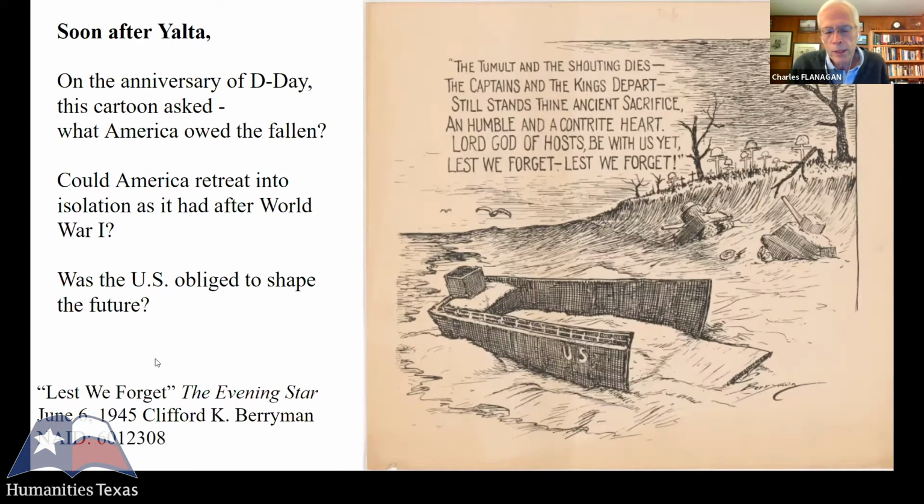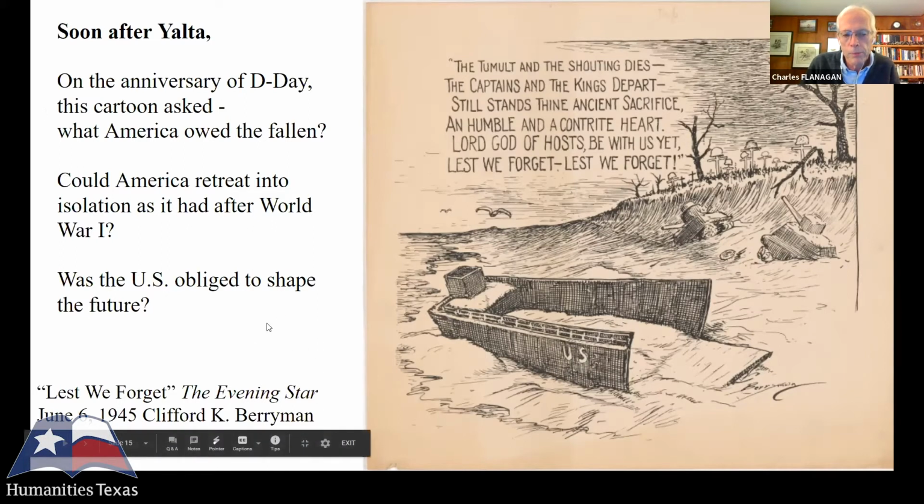Now, this cartoon is, I think, one of the most powerful ones, and it really sets the stage for the Cold War. Because on the anniversary of D-Day, the cartoon asks, what does America owe those who fell in the war? Should America retreat into isolation as it had after World War I, or was the U.S. obliged to shape the future?